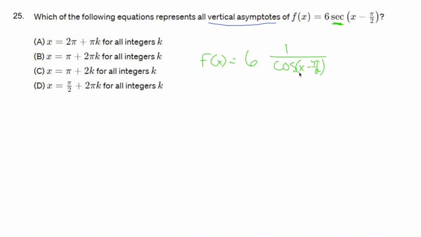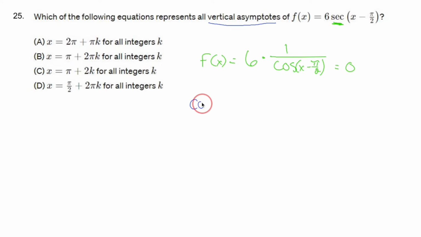Again, what gets me vertical asymptotes? Whenever the denominator is undefined. So I want to find out when cos(x - π/2) equals 0. 6 has no effect. 6 just gives me height. It doesn't tell me anything about the vertical asymptotes.